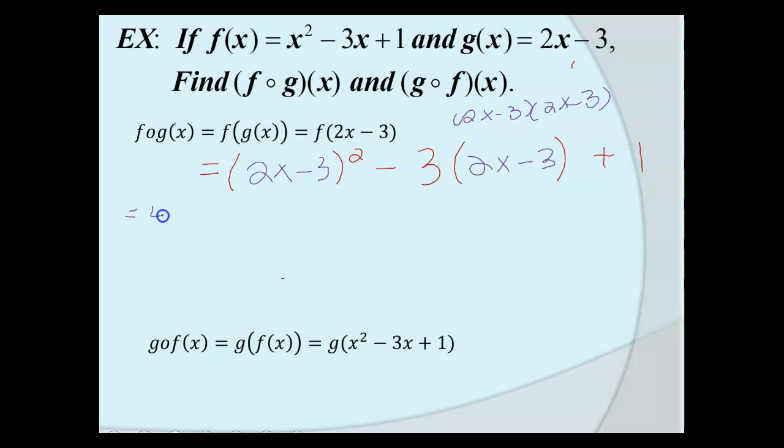So this becomes 4x squared. 2 times negative 3 is negative 6x. Negative 3 times 2 is negative 6x. Negative 3 times negative 3 is positive 9. Distribute the negative 3. Add the 1 at the very end. Guess what we do at this point? Combine like terms.